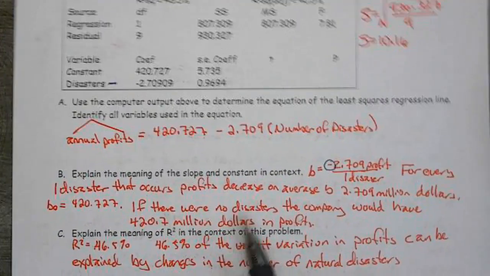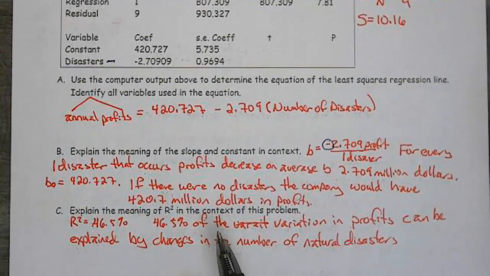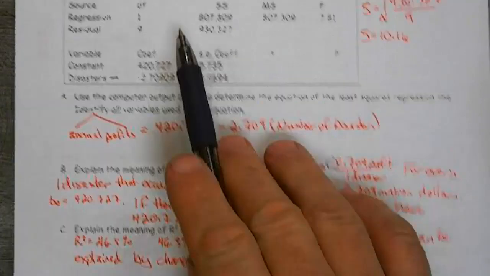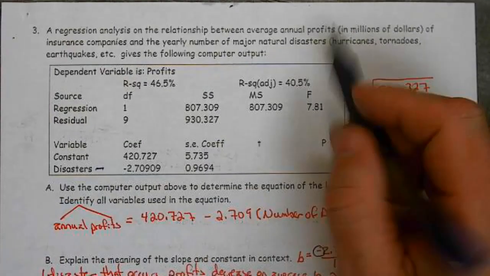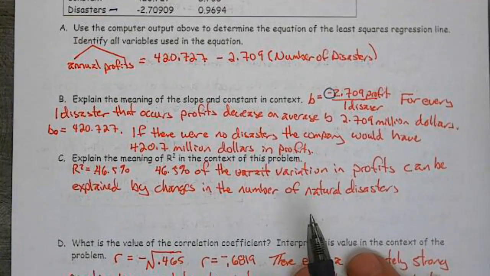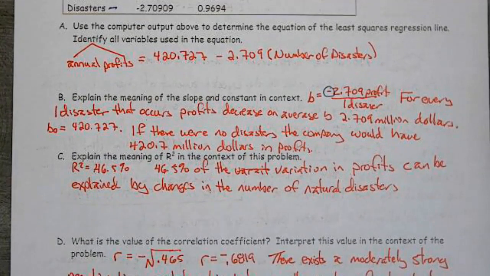Then it asks us to explain the constant in context. Well, our constant was 420.727. If there were no disasters, the company would have $420.7 million in profit. Our R squared, once again, the adjusted we don't need. The R squared is 46.5. So 46.5% of the variation in profits can be explained by changes in the number of natural disasters.